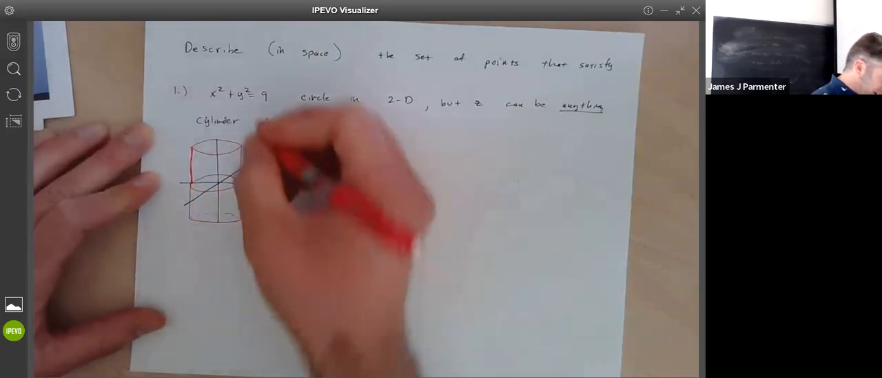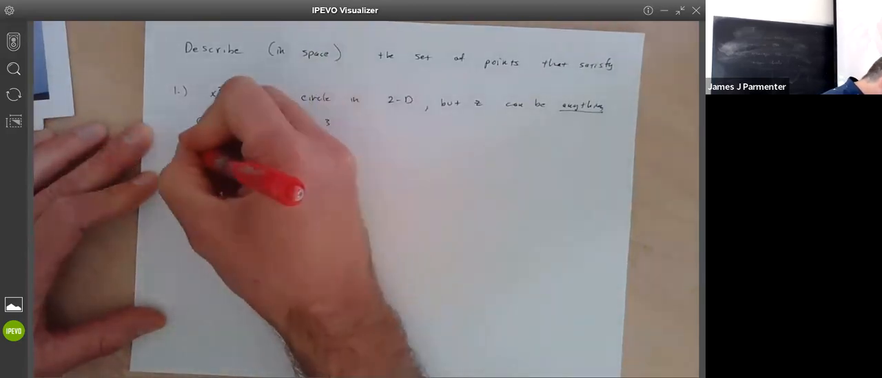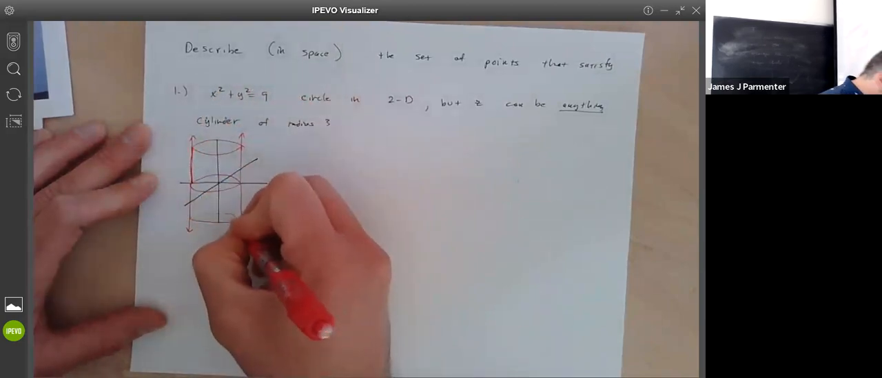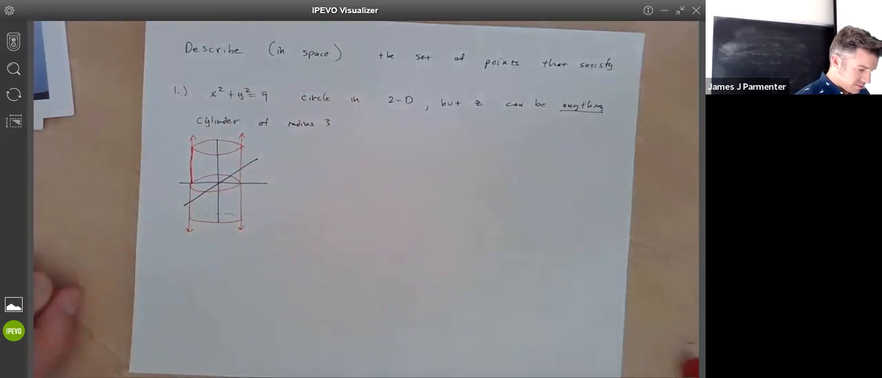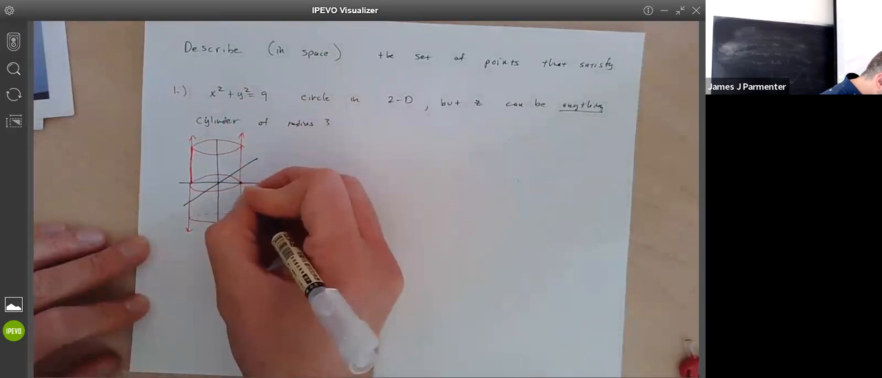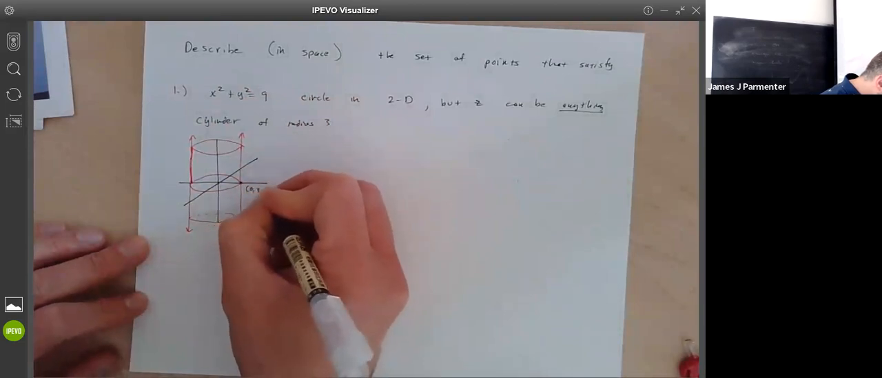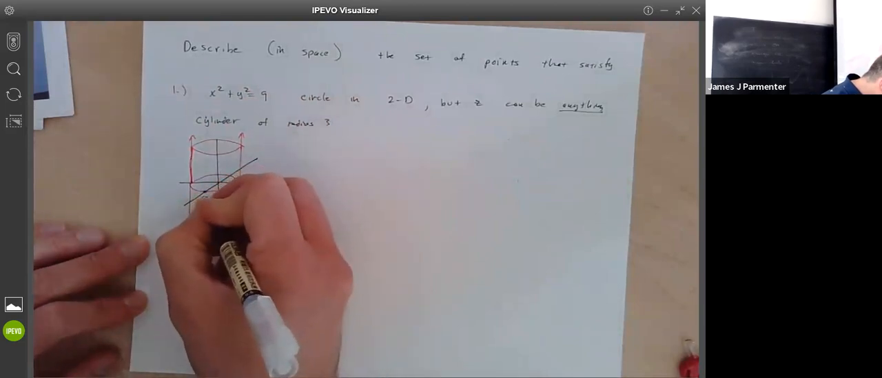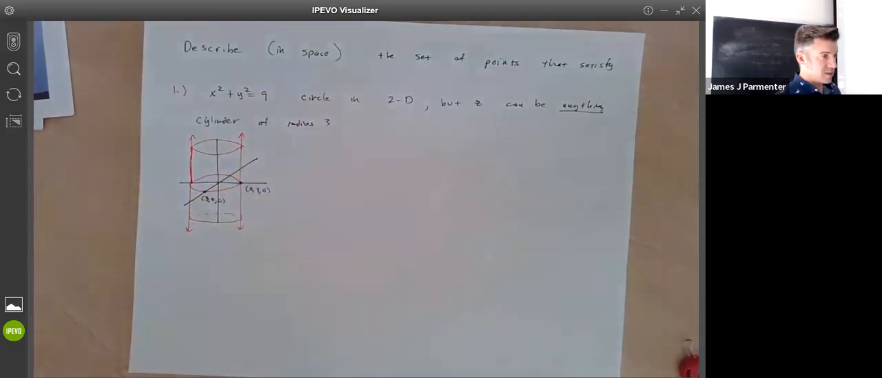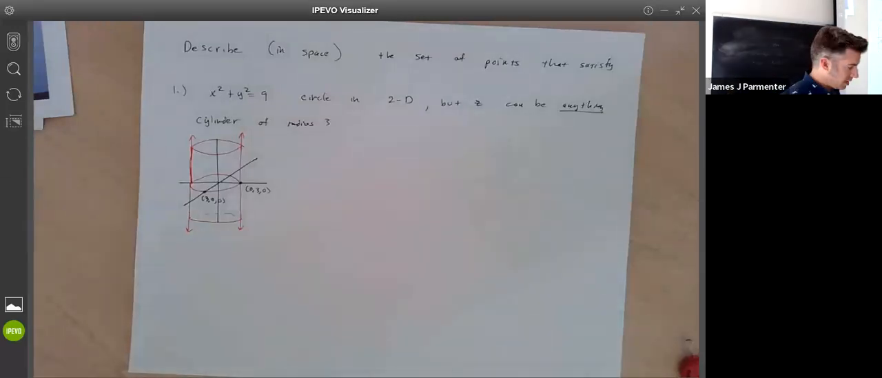But then I would maybe draw some arrows pointing up like this and down like this to indicate, oh yeah, that's going to go on forever. And I guess I should label that this is the point (0, 3, 0), and that's the point (3, 0, 0), just to point out that it is radius 3. But it's definitely a cylinder that goes on forever and ever and ever in the z direction.